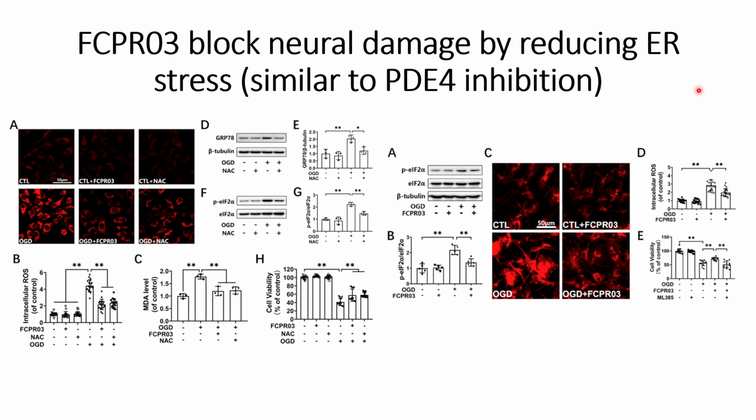I hope you have understood these two approaches that are used to validate the point that FCPR03 works majorly through the NRF2 pathway to reduce the ER stress, and thus helps in blocking neural damage. If you need to understand this story in detail, you can go through the reference that has been provided in the description.